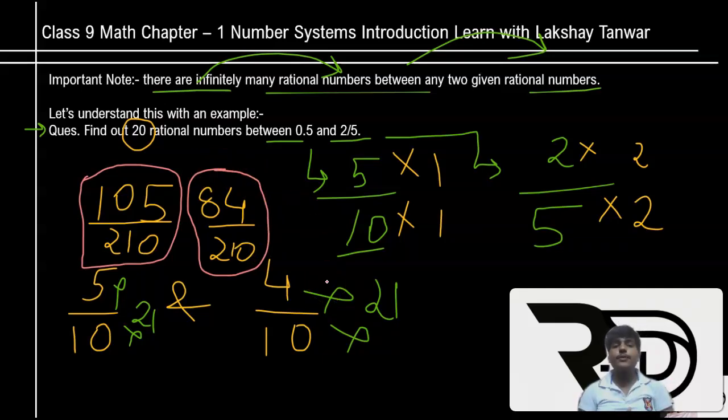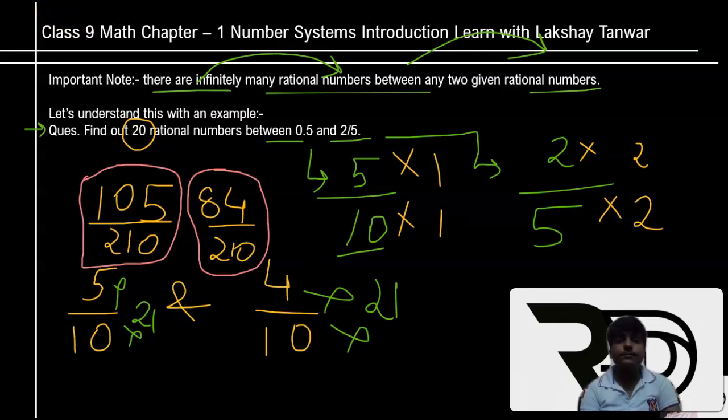As simple as that. Now between these you can write 85 upon 210, 86 upon 210, till 104 upon 210. Now the common mistake that you guys make is to write 105 upon 210 as well and 84 upon 210 as well. We don't have to specify those two numbers because they are marginal numbers for us and we have to find numbers between them. Read the question carefully. It is find 20 rational numbers between 0.5 and 2/5. So when I specify the word between, the two marginal numbers cannot be considered.